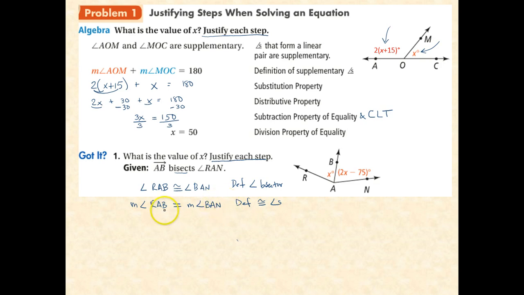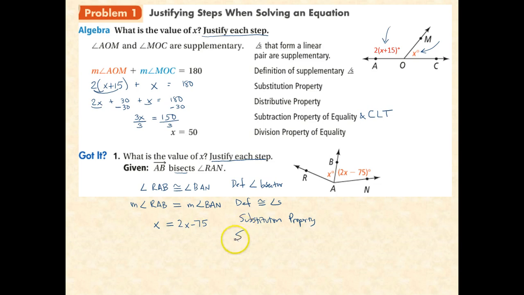Okay, what's next? Well, I can use the substitution property. Because I know that the measure of angle RAB is x, and I know that the measure of BAN is 2x minus 75. And now, I have x's over here and I have x's over there. Well, I got 1x over here and 2x's over there. So I'd like to get my x's on one side and some numbers on the other side.